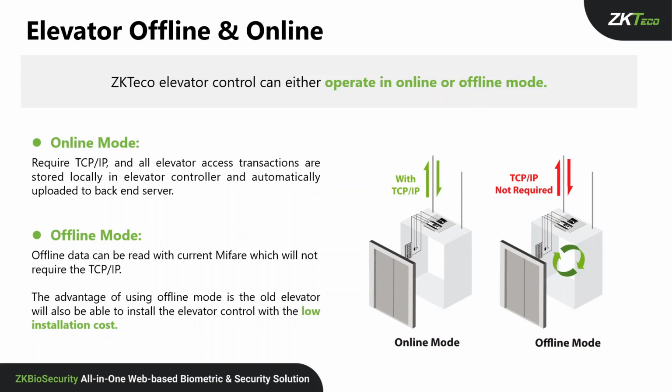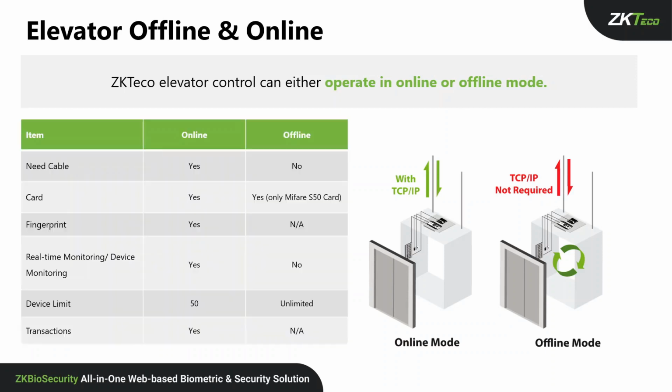Like I mentioned, we have online and offline mode. The online mode is based on TCP/IP cable, and the offline mode is without TCP/IP. It is based on the card communicating to our enroller. First, for the offline, you need the reader and the card, and then the elevator. No TCP/IP cable is required. So these are the details for our online and offline.